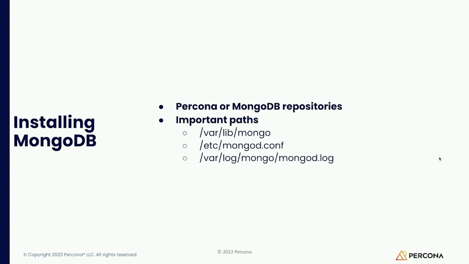Some important paths for you to be aware of. The default data directory is /var/lib/mongo. The MongoDB config file lives under /etc, and it's called mongod.conf. And you can find the logs in /var/log/mongo/mongod.log.